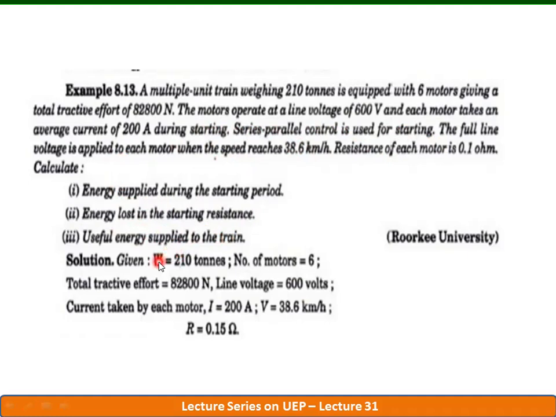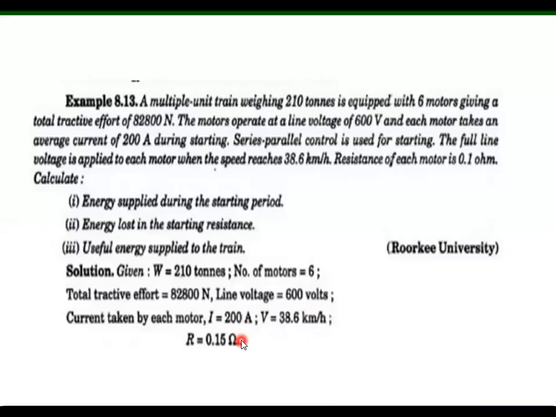Total weight of the train is 200 tons, total mass of the train is 210 tons. Number of motors is 6. Tractive effort is 82,800 newtons. Line voltage is 600 volts. Current taken by each motor is 200 ampere. Velocity is 38.6 km per hour and resistance is 0.15 ohm.